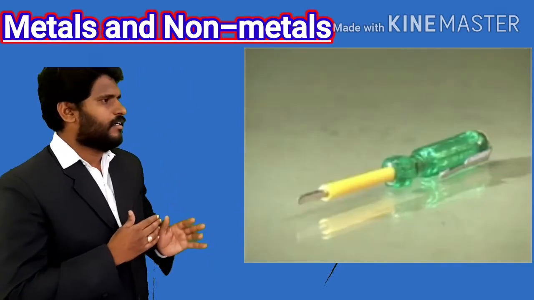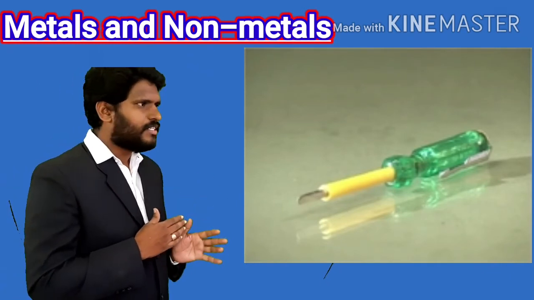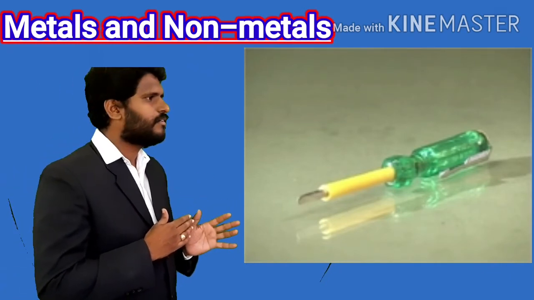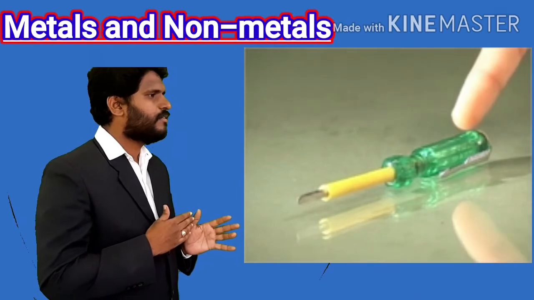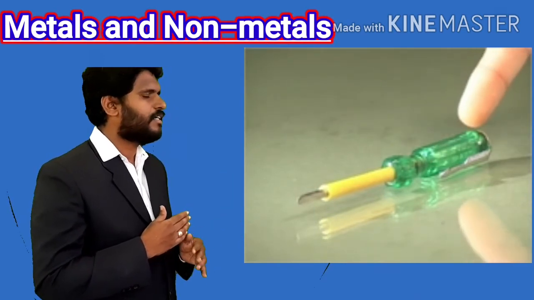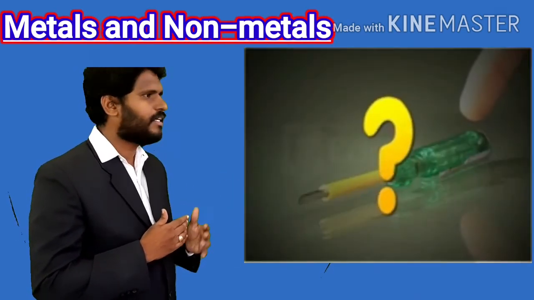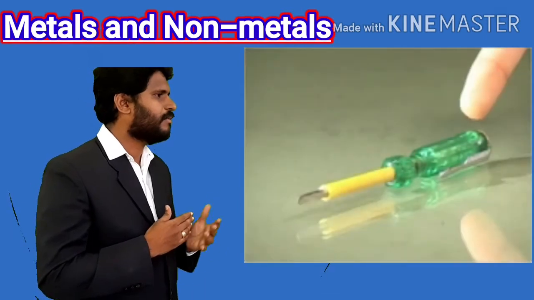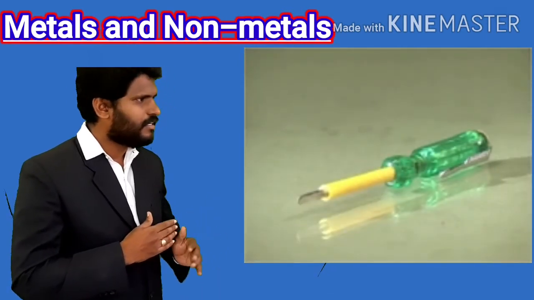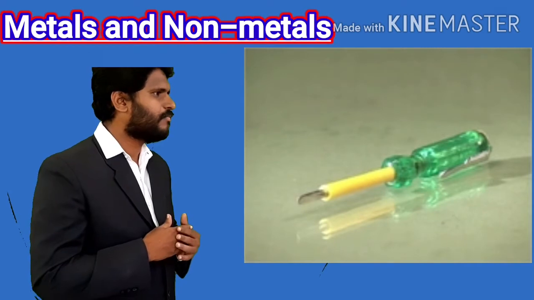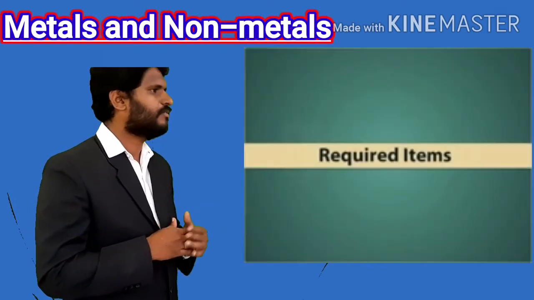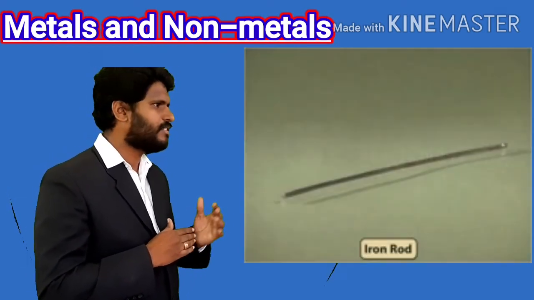If you observe an electrician, he uses a tester to test the electricity. If you observe the tester, what is it made up of? Plastic. Surrounding it is made up of plastic. So why is that tester made up of plastic? Do you know? You can give the answer after this activity.